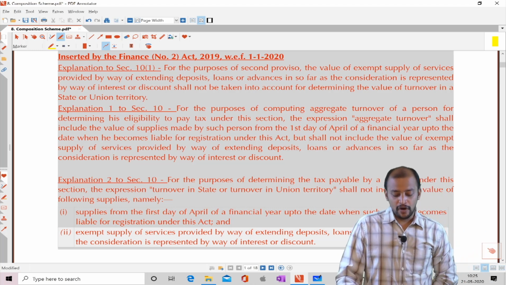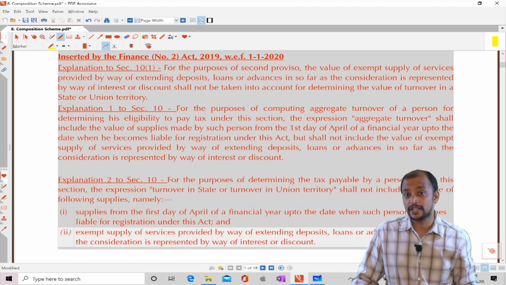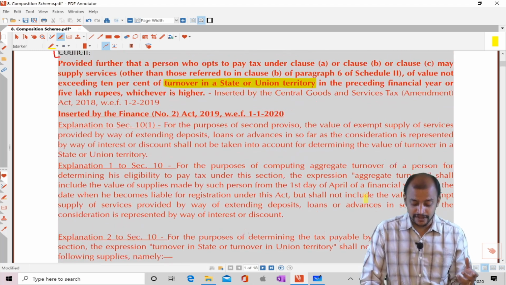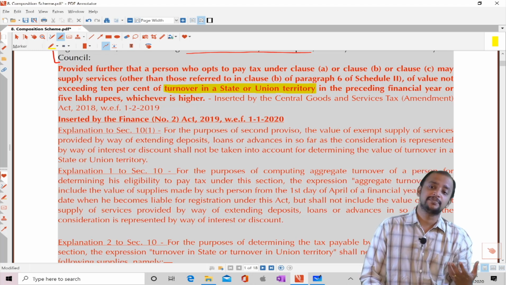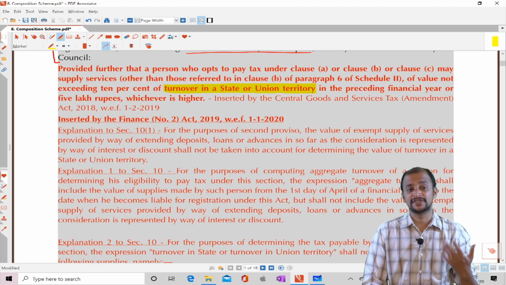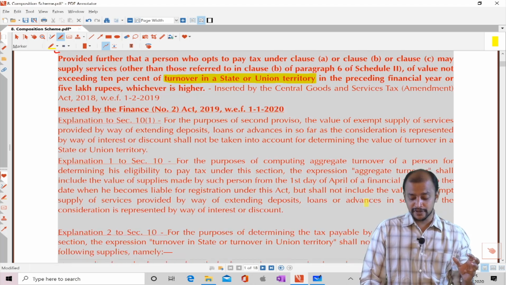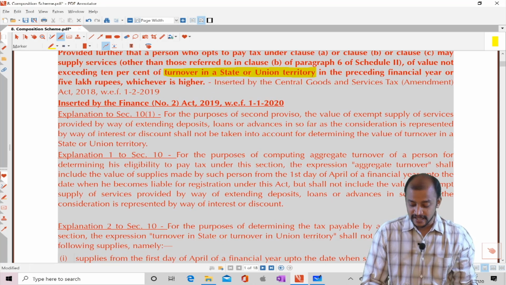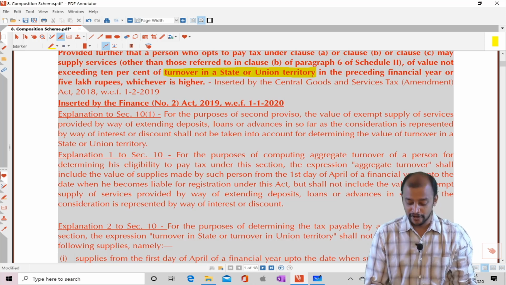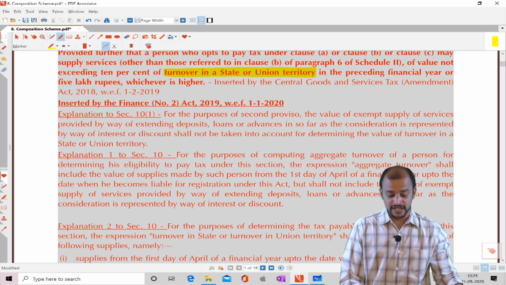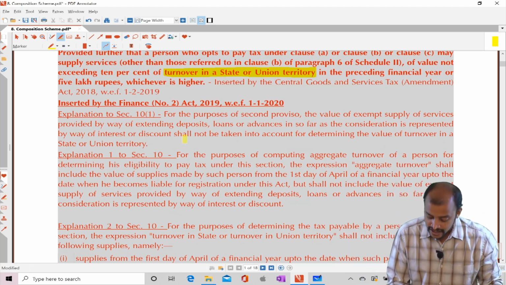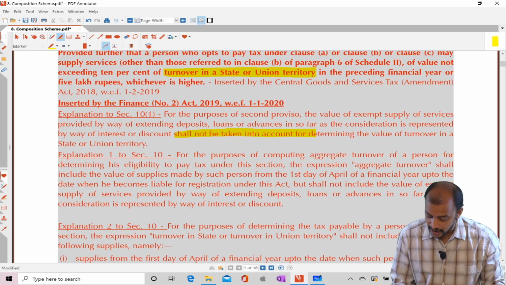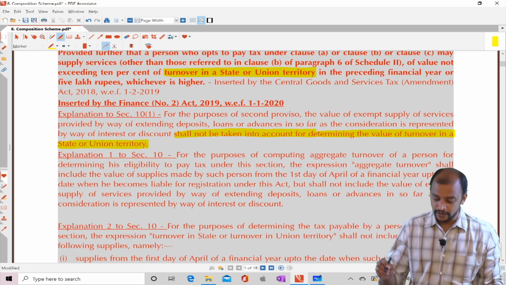See that. For the purpose of second proviso. What is that second proviso? Just now we discussed, that is up to a limit they can render the services. What is that limit? 10% of the turnover during previous year or 5 lakhs, whichever is higher. And for the purpose of second proviso, the value of exempt supply of services provided by way of extending deposits, loans or advances in so far as the consideration is represented by way of interest or discount shall not be taken into account for determining the value of turnover in a state or union territory.